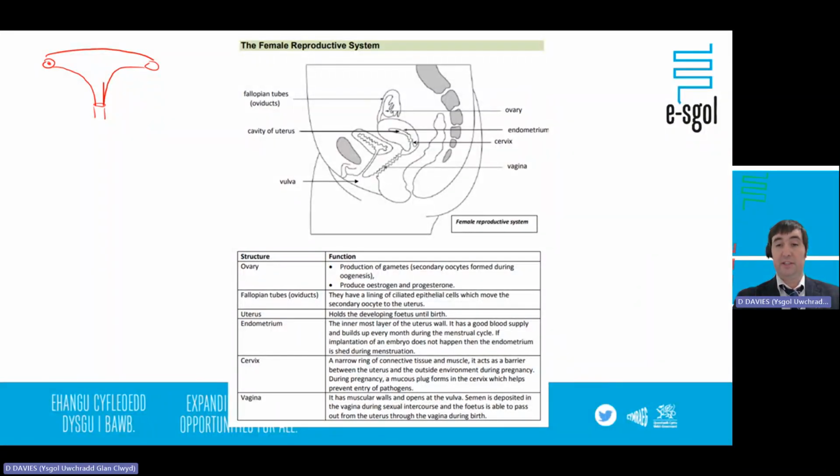Semen is deposited in the vagina during sexual intercourse, and then that will swim up through the cervix into the uterus. The vagina is also basically the birth canal, where the baby passes through during birth. So again, structure and function: this is the bit, that's what it does. You need to make sure that you are up on that.